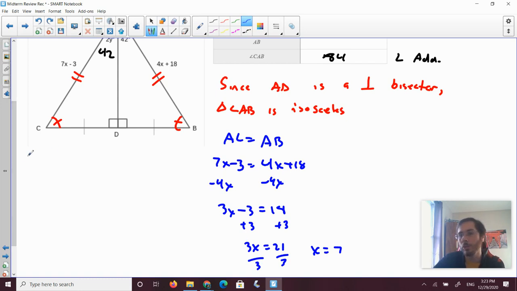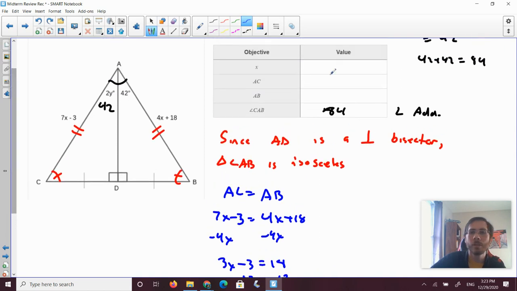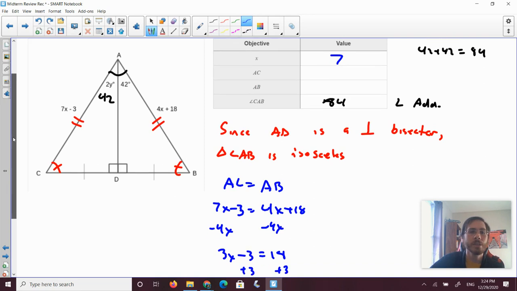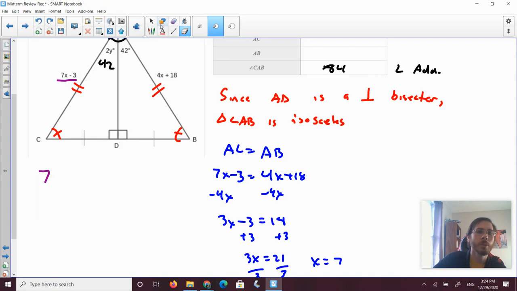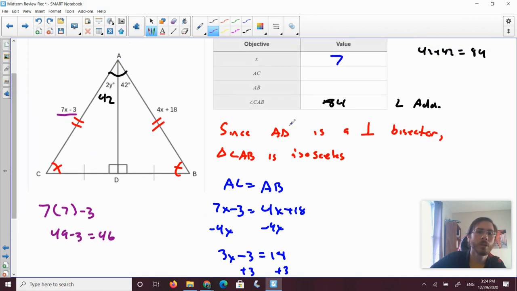Well, this is good because x was one of the things we had to get in the chart. So we can go ahead and plug 7 in for our value. If I want to find out AC, now that I know that x is 7, I can just plug 7 in for the x. So this is 49 minus 3, which is 46. So I know AC is 46.